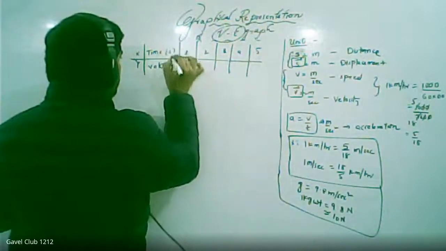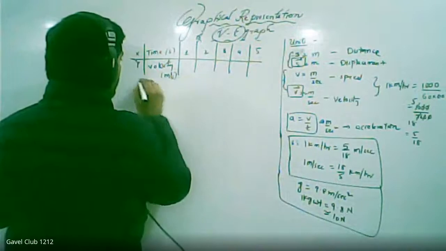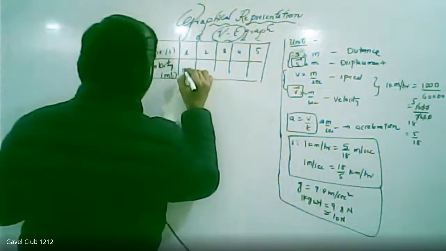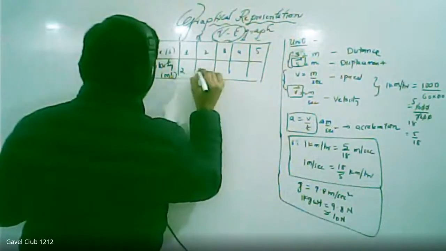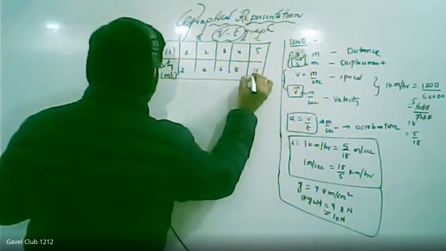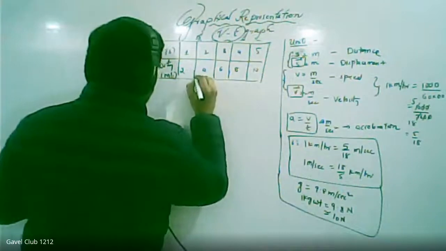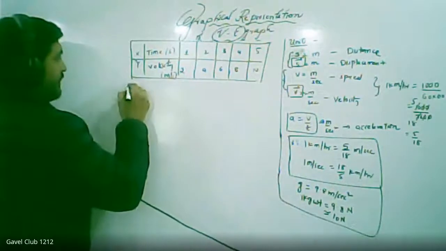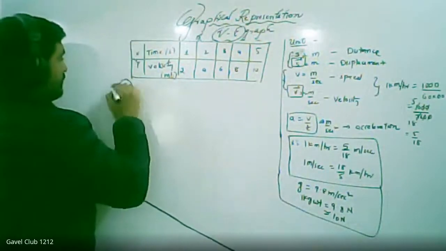Time is measured in seconds here, and velocity is measured in meters per second. Now let's take the values of velocity as 2, 4, 6, 8, and 10. These are the velocities. With respect to this data, we'll try to find out case number 2. What is case number 2?